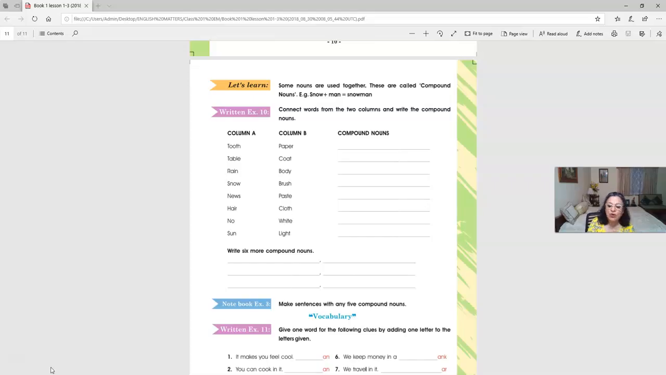Do this for your homework. And tomorrow we'll discuss what everybody's written. So you can read out your answers tomorrow. Okay? And if you can, you make sentences with any 5 or any 2. You can even do 1 or 2 compound nouns. Just make 1 or 2 sentences in your notebook.